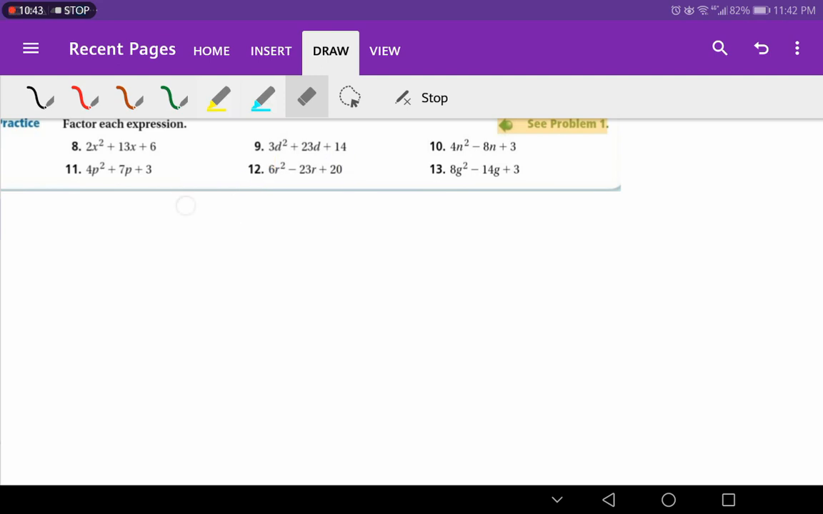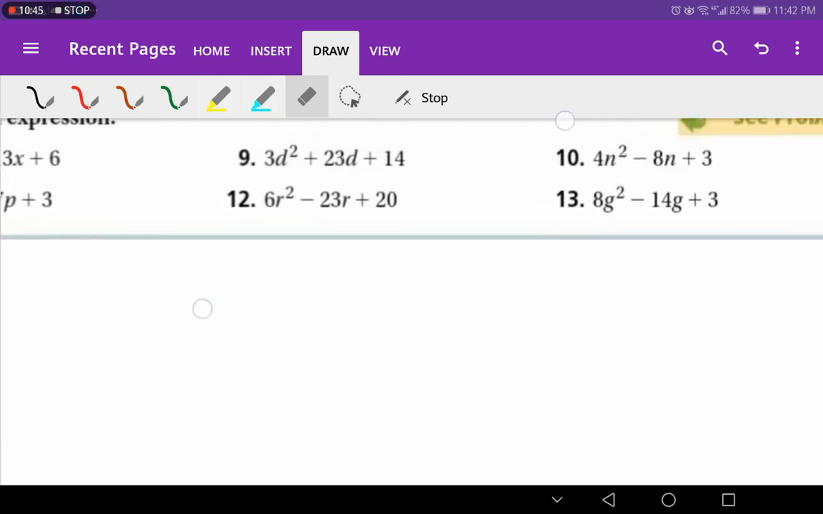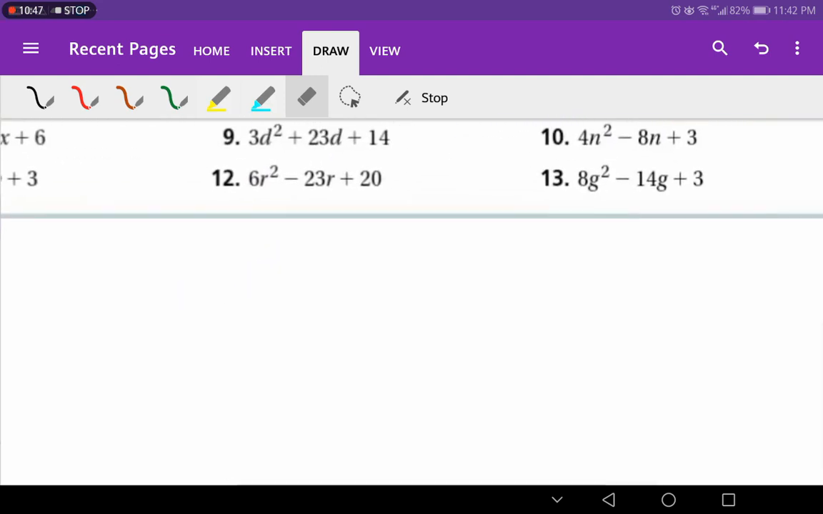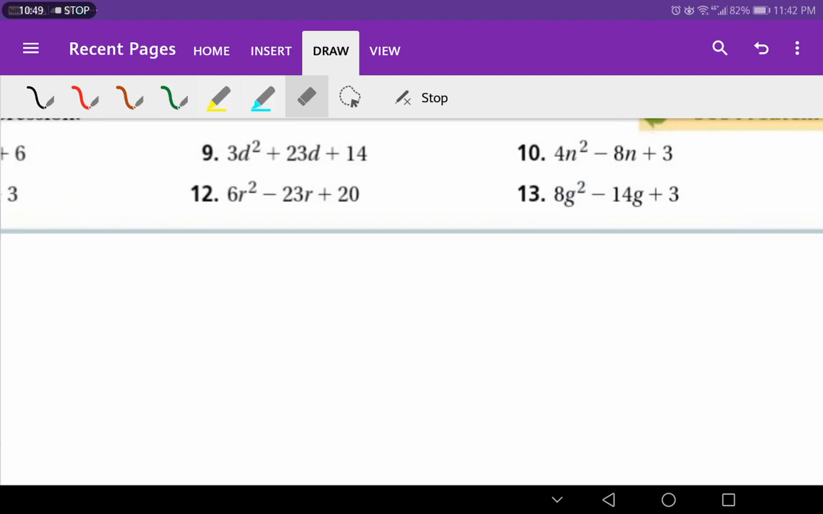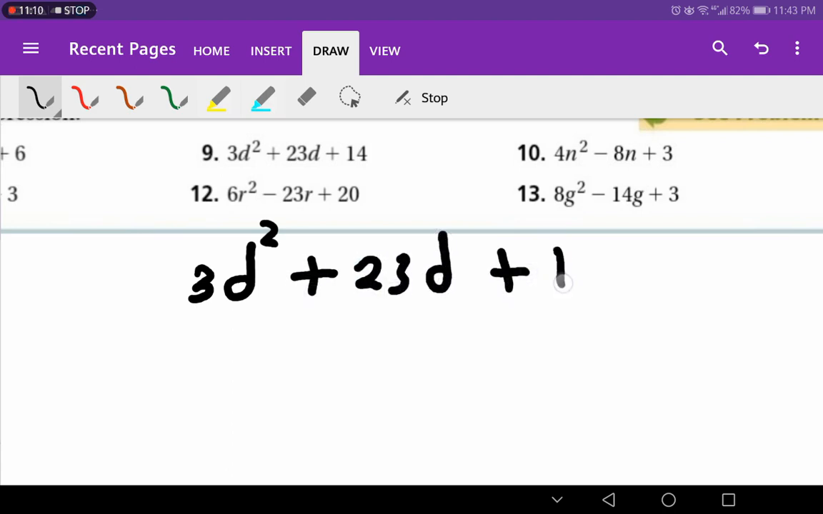And this is the last example. Okay, you have to do it by yourself actually, to make sure you get all the details and you can do it correctly, because sometimes you stop somewhere. So now it is 3d square plus 23d plus 14.